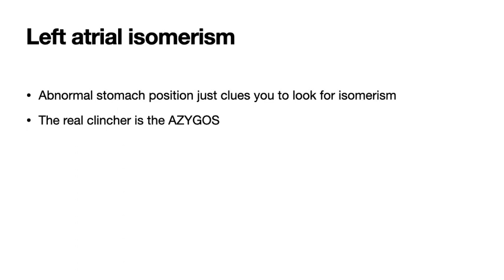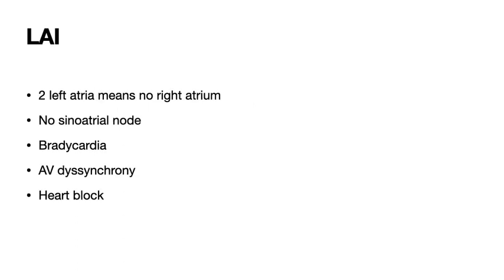Again, abnormal stomach position just says, hey, look for isomerism, but the real clincher is vessels in the upper abdomen and a dilated azygos. That is the thing that tells you.